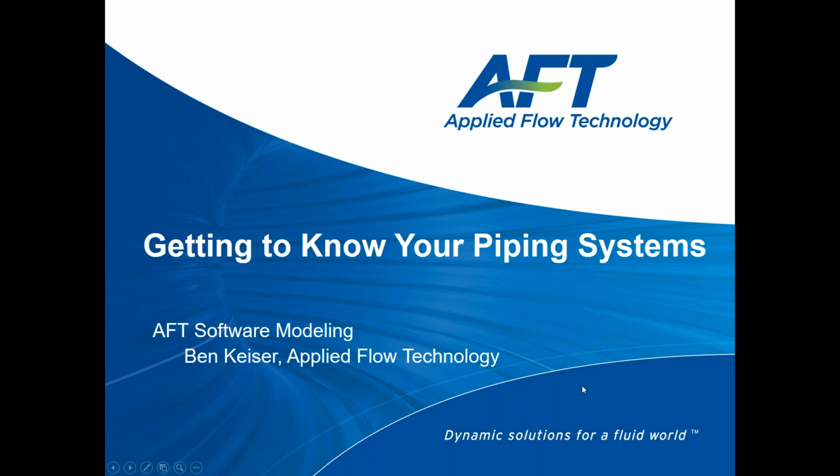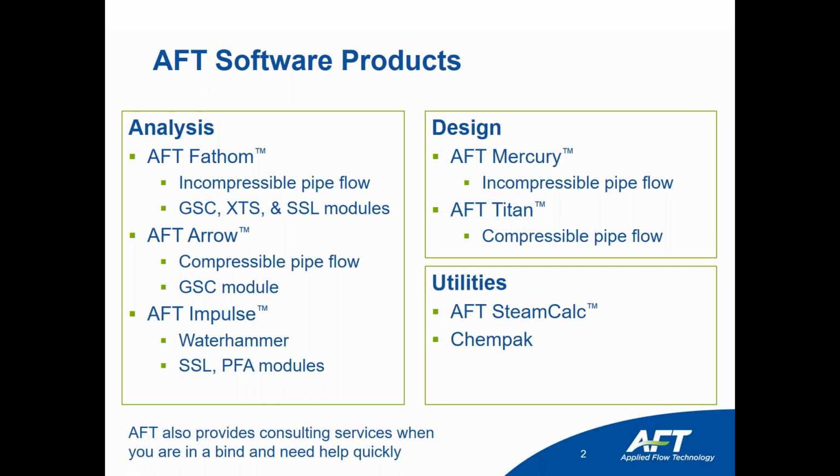And the slides are incredibly brief today. I wanted to highlight that AFT offers a very wide range of products that can offer you a full solution for your piping systems when it comes to pipe flow calculations. And so we've got AFT Fathom for liquid systems, AFT Arrow for gas systems, and AFT Impulse does Water Hammer for liquid systems. I'm not going to spend very much time going into the details of each of those.